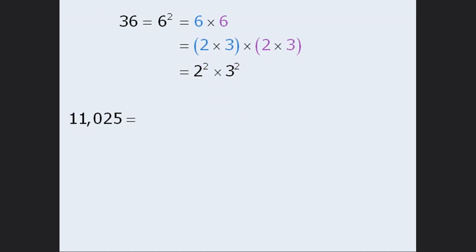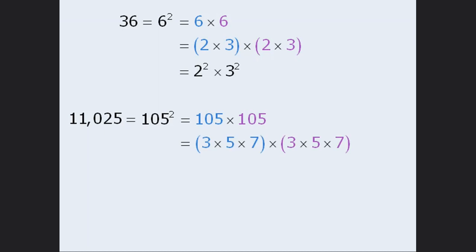11,025 is a perfect square since it is equal to 105 times 105. If we write both numbers as the product of primes, we can see that the prime factorization of 11,025 has a pair of 3's, a pair of 5's, and a pair of 7's. Since the prime numbers appear in pairs, when we rewrite the product using exponents, each of the exponents is equal to 2.